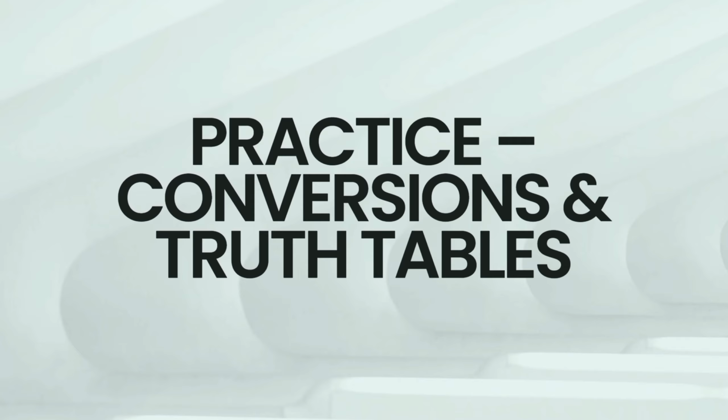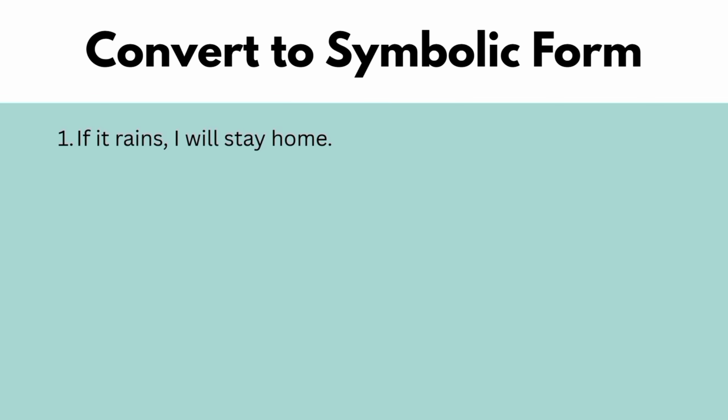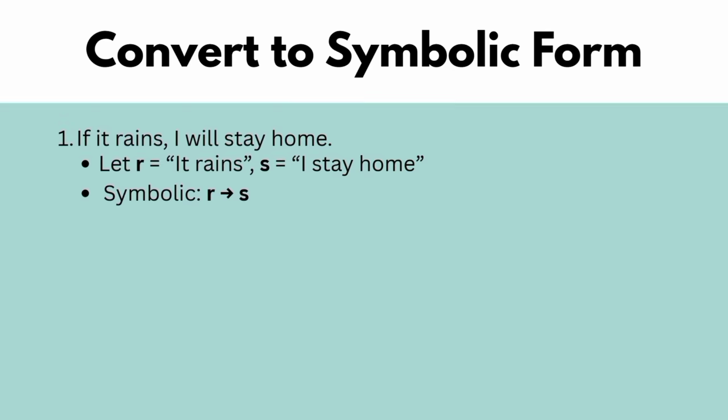Now we have here practice, conversions, and truth tables. Let's practice translating English sentences to symbolic form. Number 1. If it rains, I will stay home. Let R equal it rains, S equal I stay home. Now the symbolic form is if R then S.